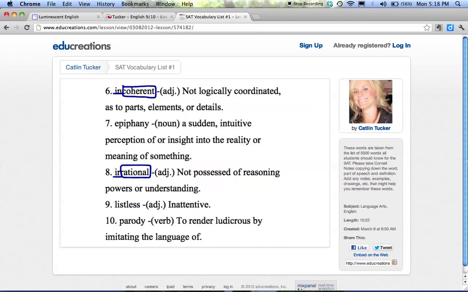Parody is a verb. It can also be a noun. The verb form of parody is to render something ludicrous or to make something ridiculous by imitating the language of it. So if you make something ridiculous by copying it, you're basically going to parody it. You're parodying it. A parody is the actual act. And so if you think of South Park or The Simpsons or any of those shows, they'll use a Shakespeare play and they'll recreate it and they'll kind of make fun of it. So that would be a parody.